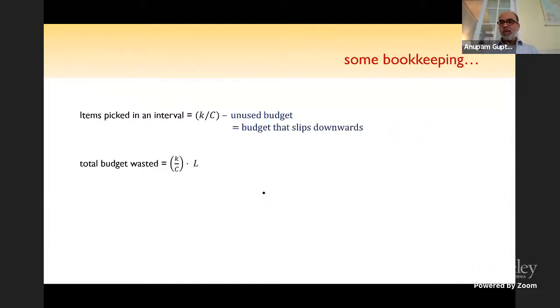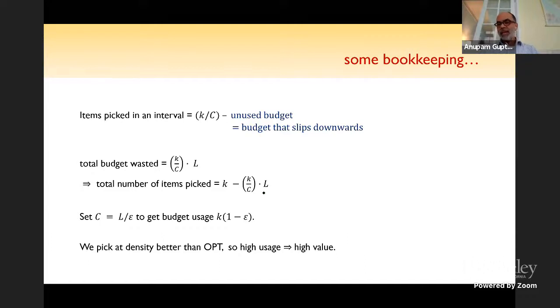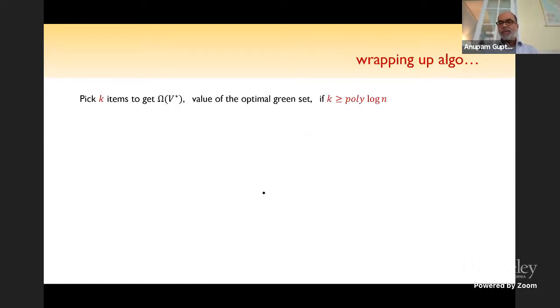So if you do the analysis, basically you say, well, your loss is due to the unused budget, and there's a little calculation you can do, and it's as simple as this slide. But it's late enough in the talk, so I won't do that. Maybe I'll just wrap up. If I wanted to get k items, I can do it, provided k is large enough.